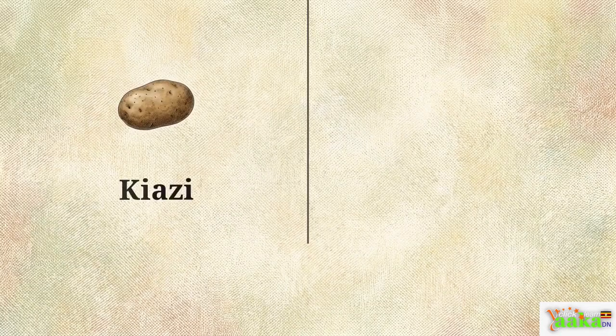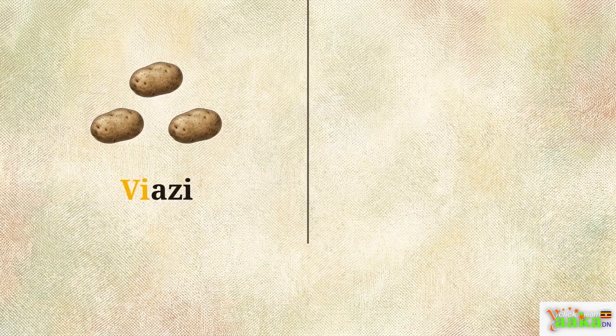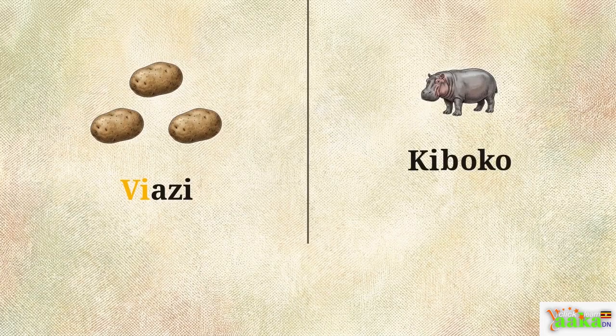Look at the left side of this split screen. A single potato is kiazi. Because it starts with ki, it belongs to the ngeli ya ki-vi noun class, which means it pluralizes into viazi. Ki becomes vi. On the right side, we have a hippo, or kiboko.